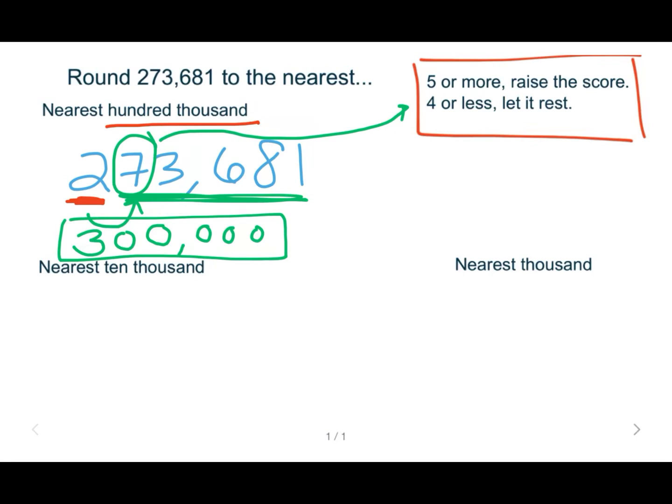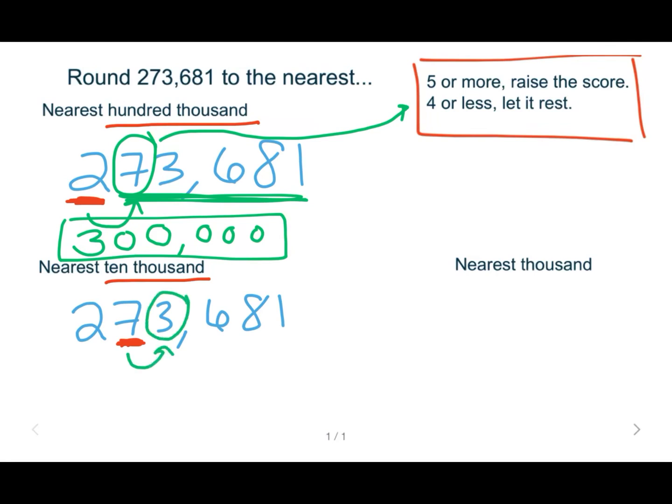Let's round our same number to the nearest 10,000. So we've got 273,681. This time we are rounding to the nearest 10,000. So I'm going to underline the words. Then I'm going to look in my number, which digit is in the 10,000s place. Here it is, the 7. All right, cool. We're going to look next door, so one place value spot to the right. Circle that number, I see it's a 3.